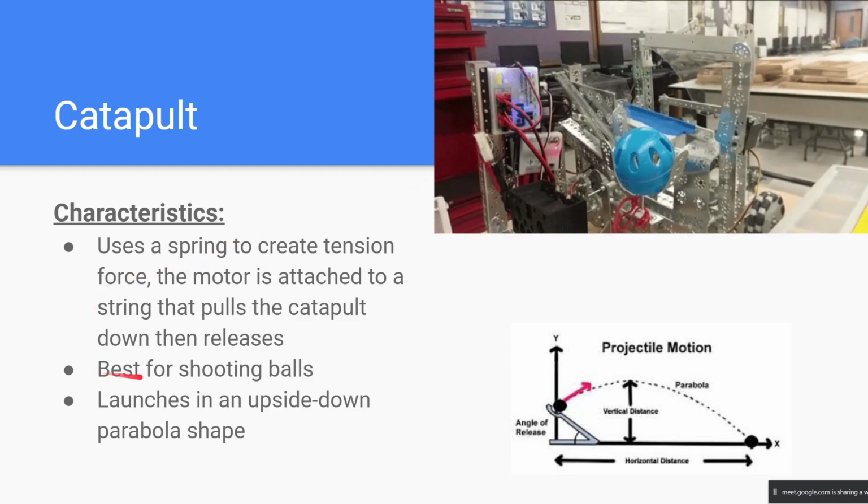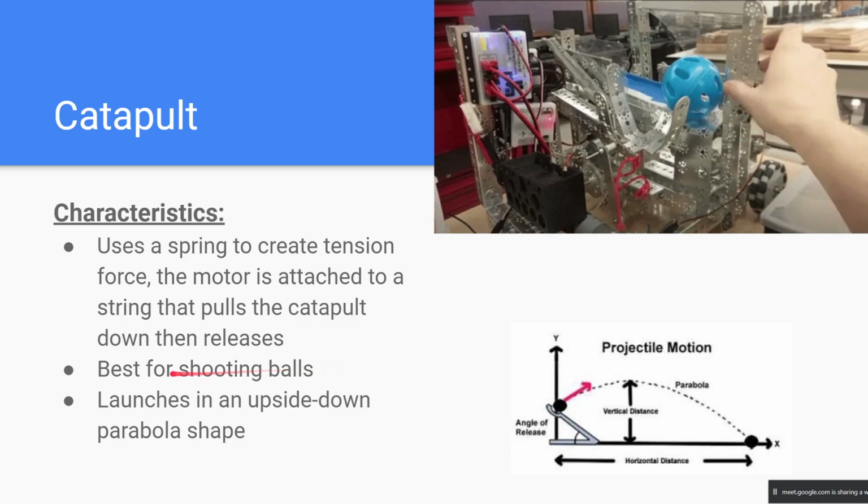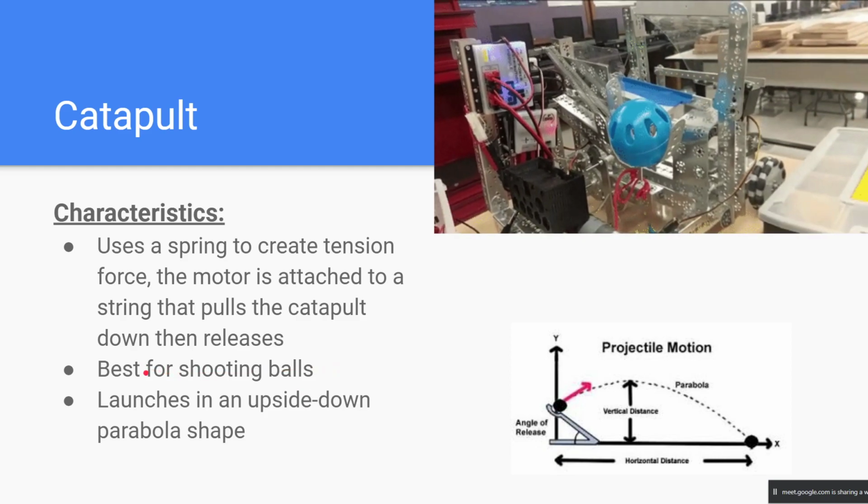Catapults are best for shooting balls. I don't think using a catapult for shooting rings sounds like a good idea. That's just me though.